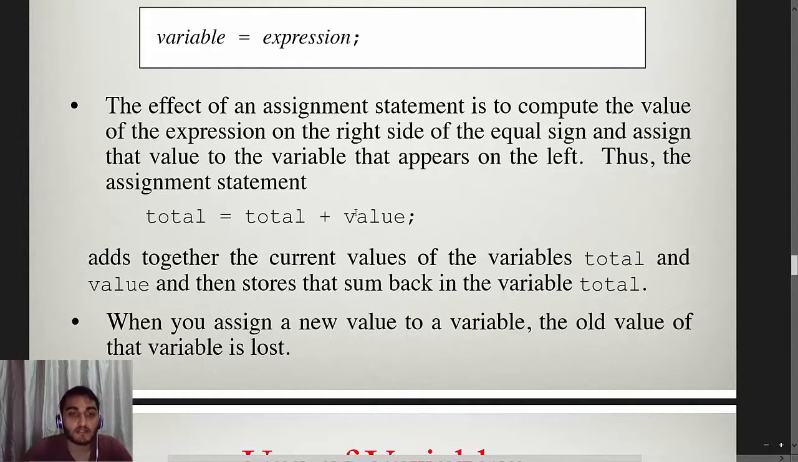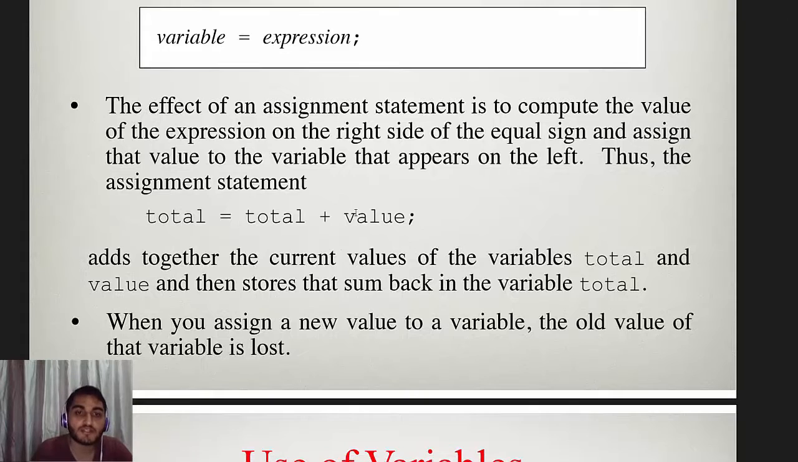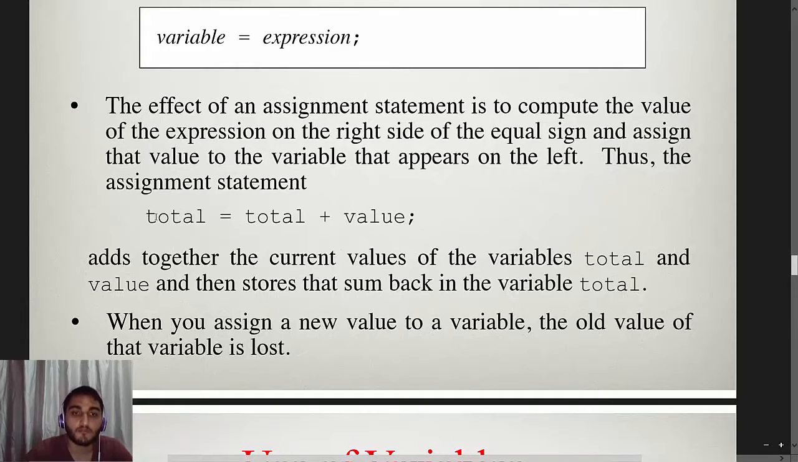Each time you run the program you add something to the total. Add together the current values of the variables total and value and store the sum back in the variable total. When you assign any value to a variable, the old value of the variable is lost.